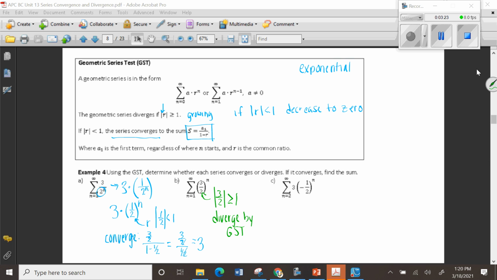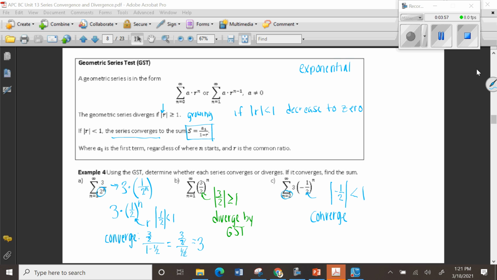All right, be careful with C. C, first of all, says it starts at 2. So that's something we have to pay close attention to when we figure out what our first term is. And this is a negative 1/2, so that's why we have these absolute value bars. The absolute value of negative 1/2 is certainly less than 1. So even though this is going to change sign, plus or minus, it is still going to head down to 0. So we're going to say this thing is going to converge.